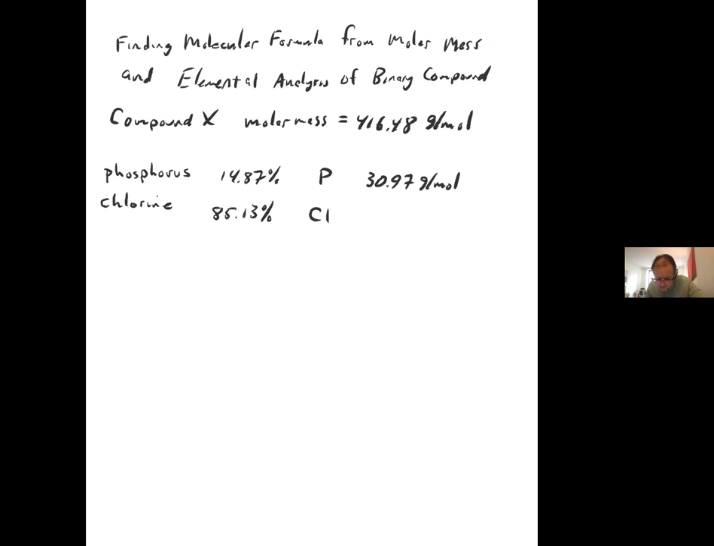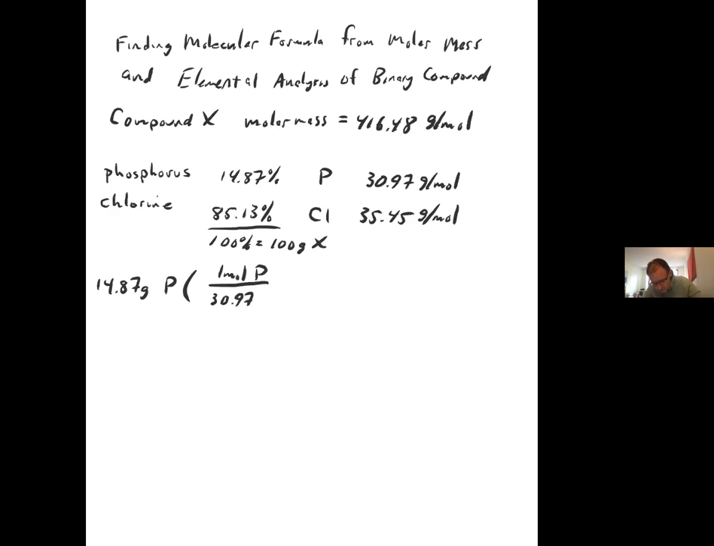So see, we're really just doing this just like we did the other one. It's almost identical the way you approach this. There's just going to be one additional step at the end. So let's go through it just like we did before. What we did was we said you assume you have 100 grams, right? 100% meaning you have 100 grams of the compound X. So 14.87 grams of phosphorus divided by the molar mass. So I'm not doing this any differently so far. There's only going to be really one difference at the end.